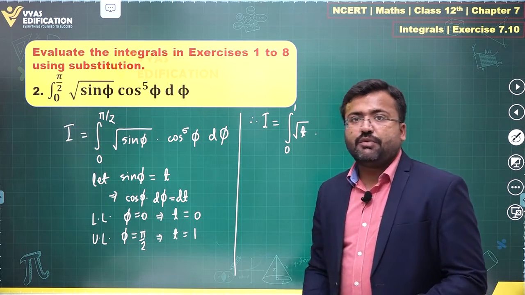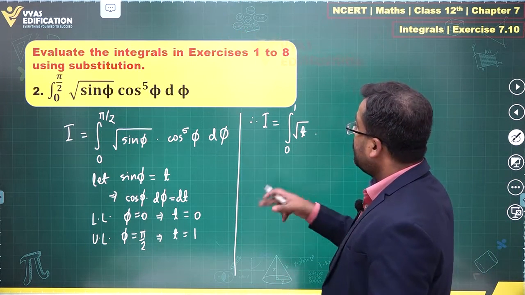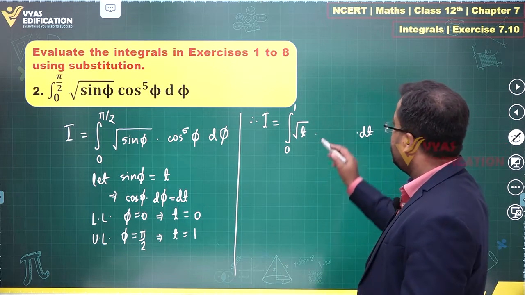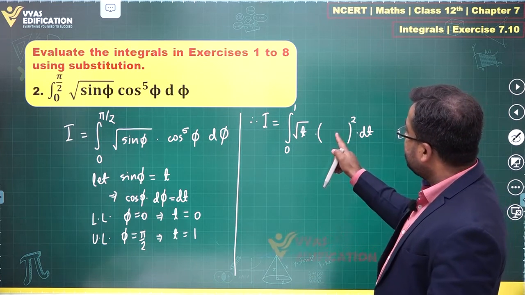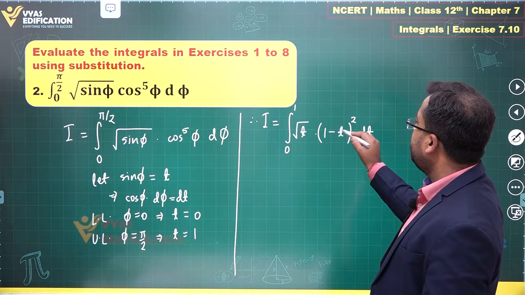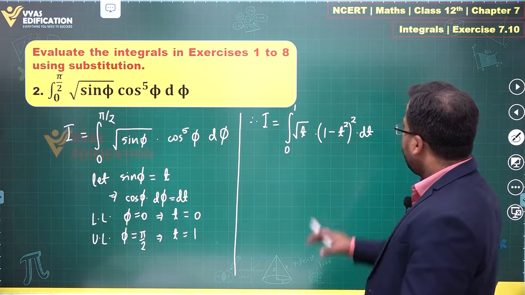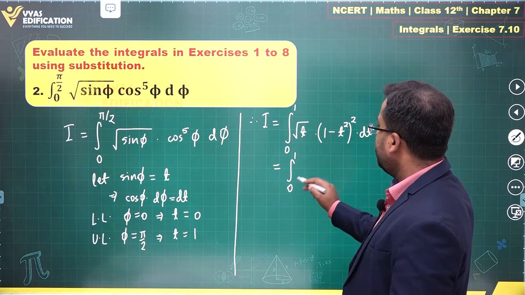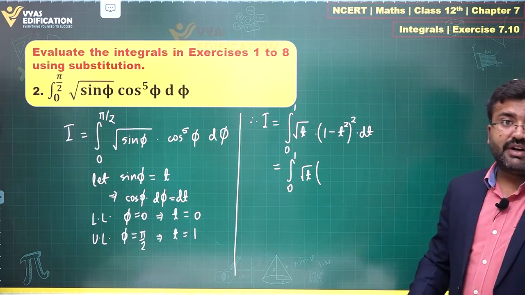And remaining will be cos power 4 phi, which is square of cos square. Okay. So cos square is important, and cos square is nothing but 1 minus sin square. So cos square is cos power 4, and we can replace cos square phi by 1 minus sin square phi, which is 1 minus t square. This is what I can replace this with. Once I do this, then do you see that after this expansion, the question will become pretty simple.